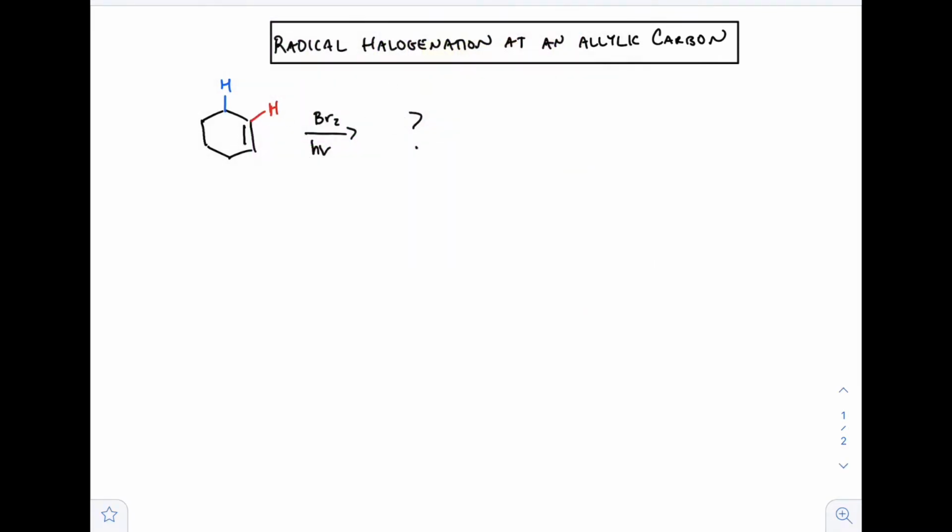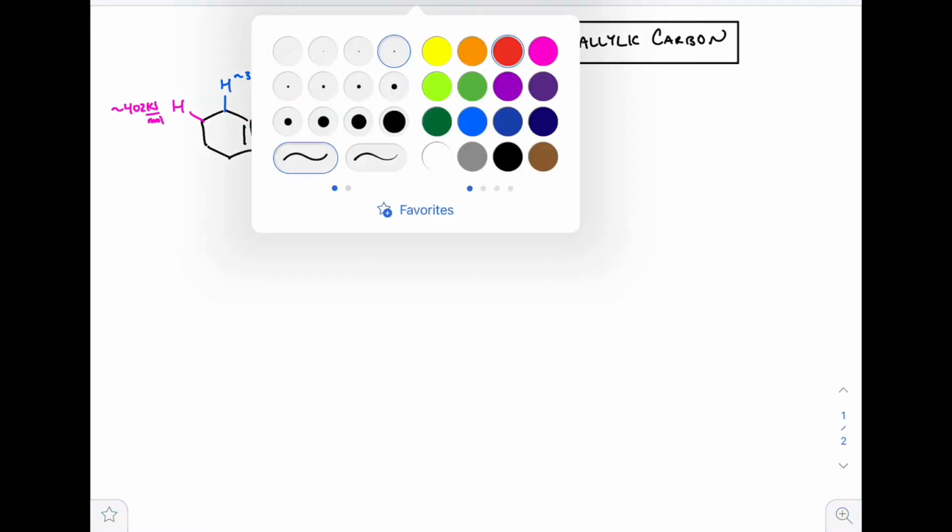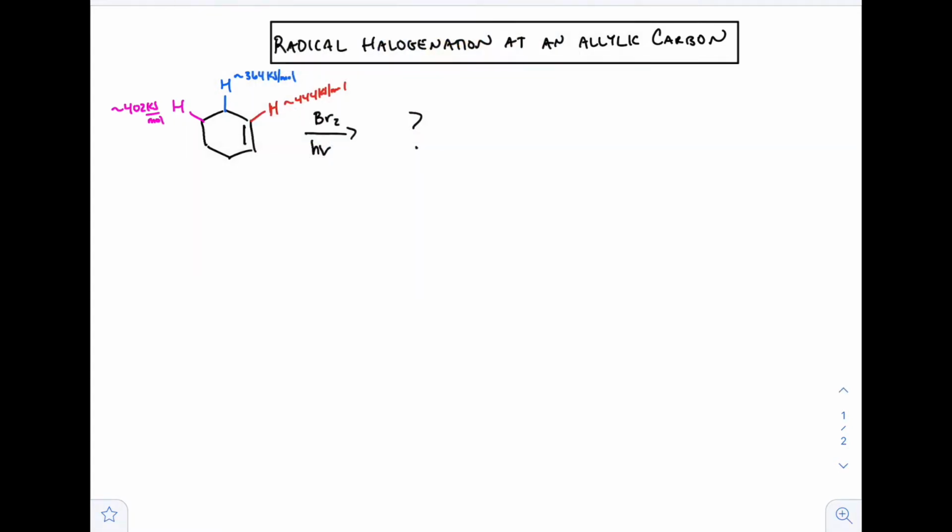We've got three different types of hydrogens: a red, a blue, and a pink one. To determine what the product is going to be in a radical bromination process, we look for the weakest hydrogen, the weakest C-H bond, because bromination is selective, and it's going to substitute the hydrogen that has the weakest carbon-hydrogen bond. If we look at those numbers, we've got 402, 364, and 444. So that allylic position is the weakest at 364 kilojoules per mole. So it's quite significant too.